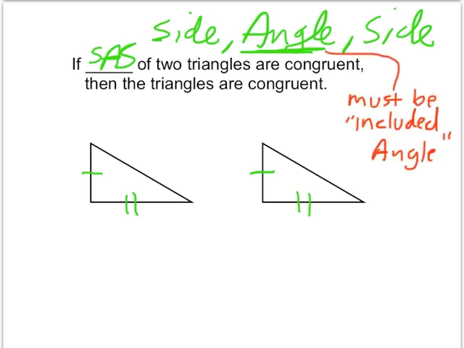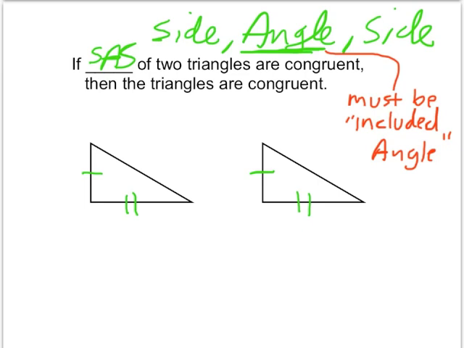And what that means is the angle that we know something about must touch the two sides that we know about. So if we know that these two angles were congruent, then we could prove that the triangles themselves are congruent. However, if instead of those two angles, let's say we knew that these two angles were congruent, that is not enough to say that the triangles themselves are congruent, because that's not the included angle. So by included, I mean it has to touch the two sides that we know something about.